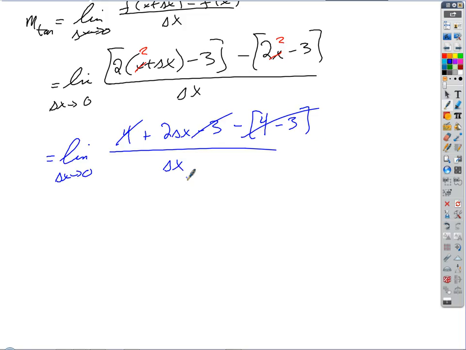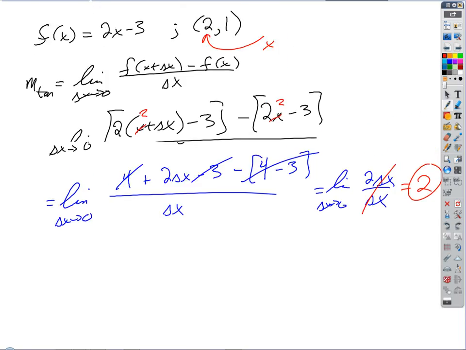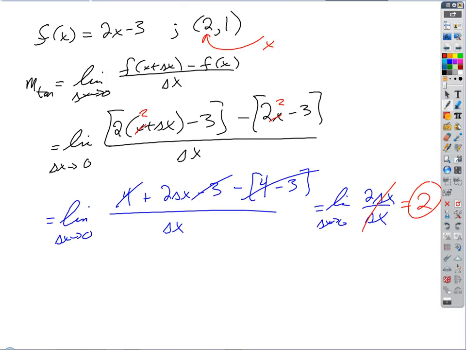Okay, right, so I end up with the limit of 2 delta x over delta x. As delta x approaches 0, what can I do algebraically? Cancel, right? So I can just do that, and so I get 2. So at x equals 2, we got a slope of 2.